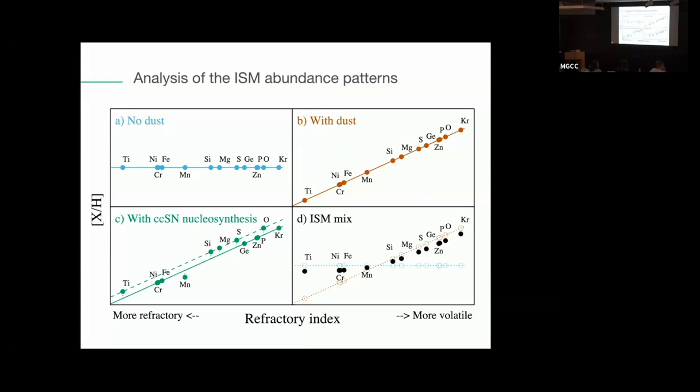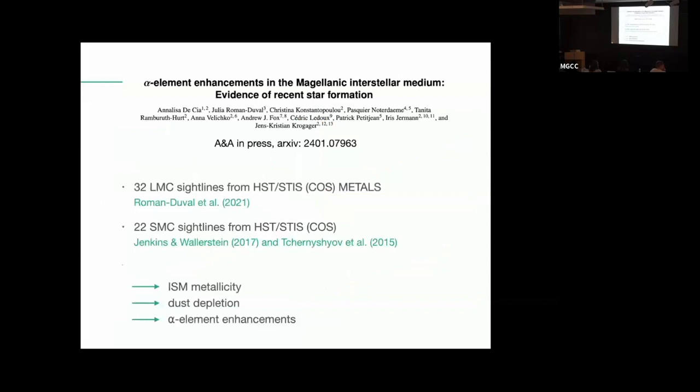So we did this for the Magellanic Clouds, and I report here from this recent paper that we published. We looked at 54 sightlines in the Magellanic Clouds using HST data and the column densities from these papers. And we did the analysis that I showed you and found the ISM metallicity, the dust depletion, and the alpha element enhancements. And I will show you the alpha element enhancements.